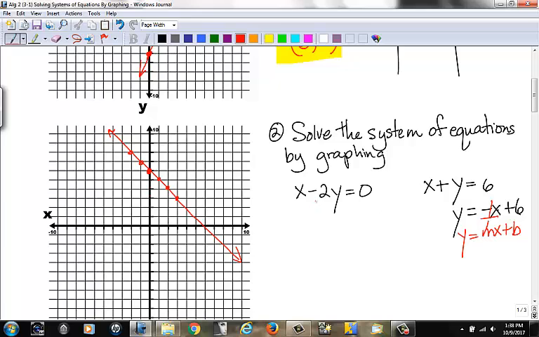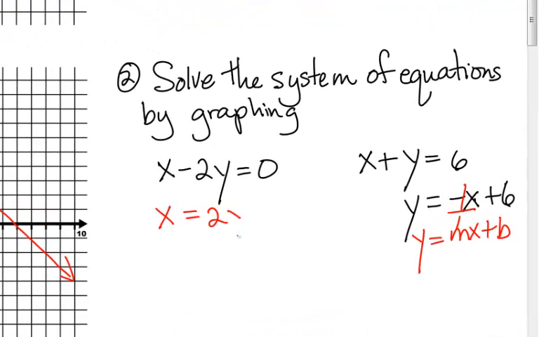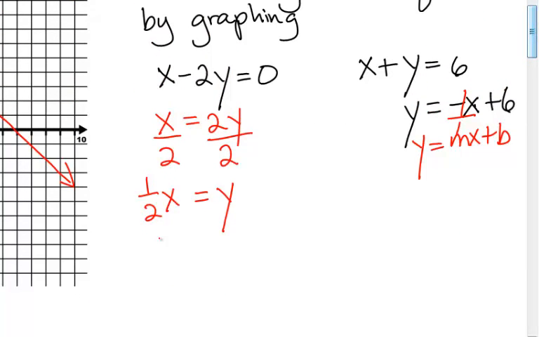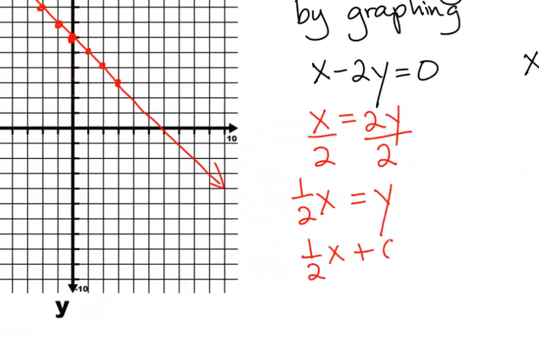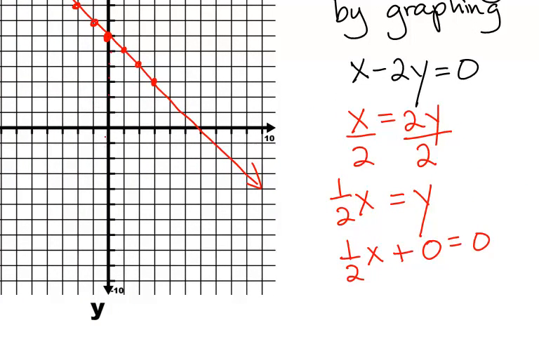Okay, and then on this one, solve it: add 2y and then divide by 2. So you get 1/2 x equals y. And that's in the form y equals mx plus b. So it's actually plus 0, so it's going to go through the origin. And always do the slope rise over run. From that point, we're going to go up 1 to the right 2, up 1 to the right 2, and you should see a point at 4, 2 where it intersects.